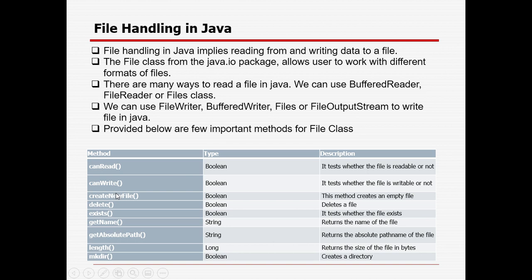With the help of mkdir, we can create a folder. With the help of createNewFile, we can create a new empty file. With the help of canRead or canWrite, we can check whether the file is readable or writable. With the help of exists, we can check the existence of the file. With the help of delete, we can delete the file. With the help of getName, we can return the name of the file. With the help of getAbsolutePath, we can check the absolute path of the file. And with the help of length, we can see how many bytes are available in the file, whether the file is blank or not. These are the different methods already available in the File class.